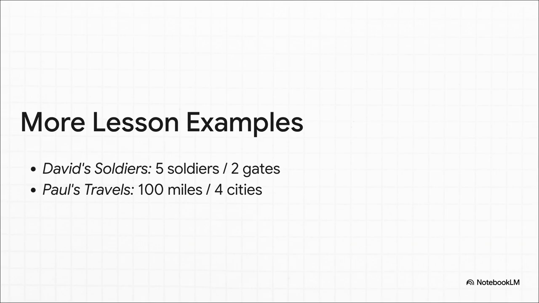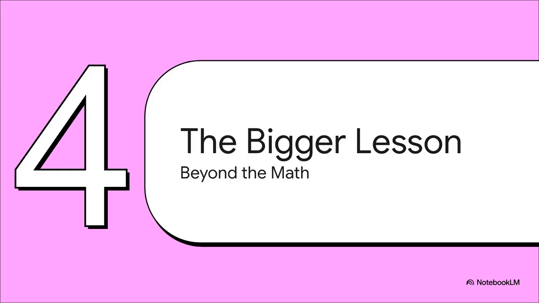And this method isn't just a one-off thing either. The curriculum applies this exact same structure to all sorts of other figures and stories. You've got David's soldiers, establishing a ratio of guards to gates. You've got Paul's missionary journeys, creating a ratio of miles traveled to cities visited. The narrative changes, but the mathematical process stays exactly the same, which is a great way to reinforce the skill through repetition.